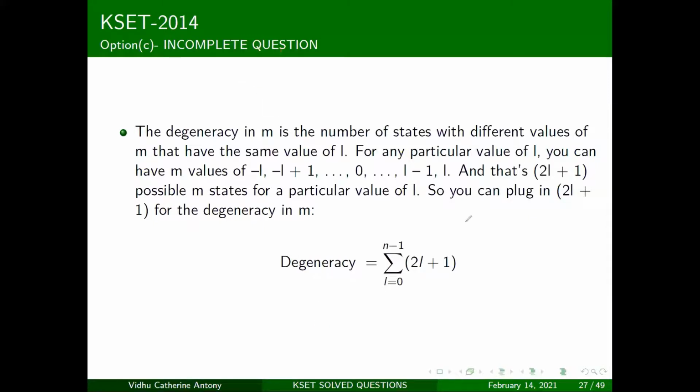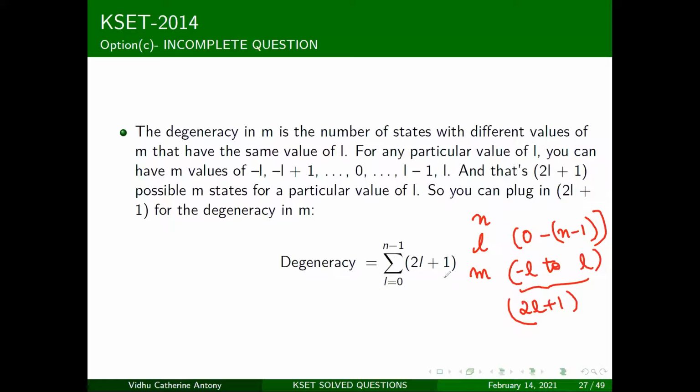Let's just look at it again. Here you have N, that's the principal quantum number. Your L values can range from 0 to N minus 1. Your M value can range from minus L to L. So this constitutes 2L plus 1 values, and that's what you substitute here. So the degeneracy in M is basically 2L plus 1.